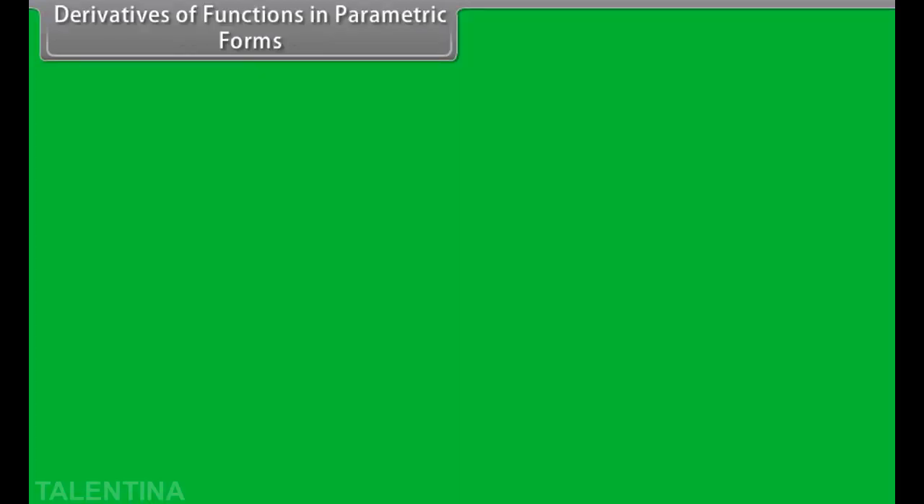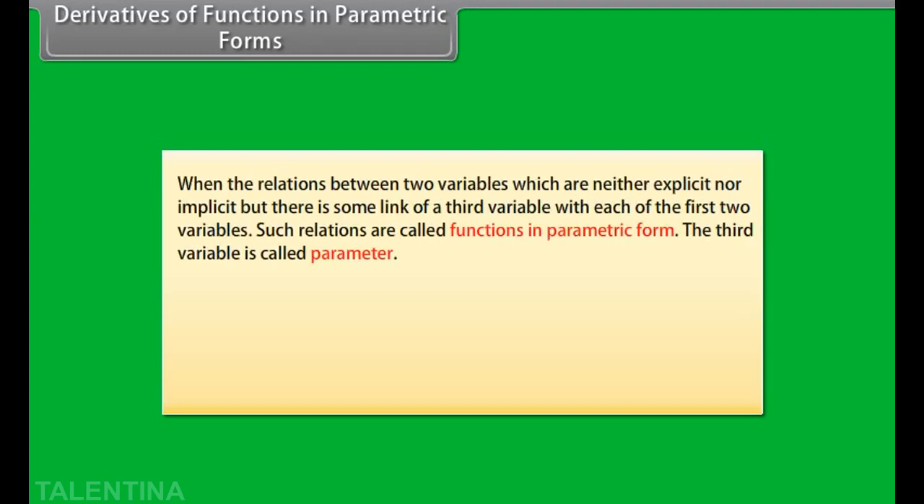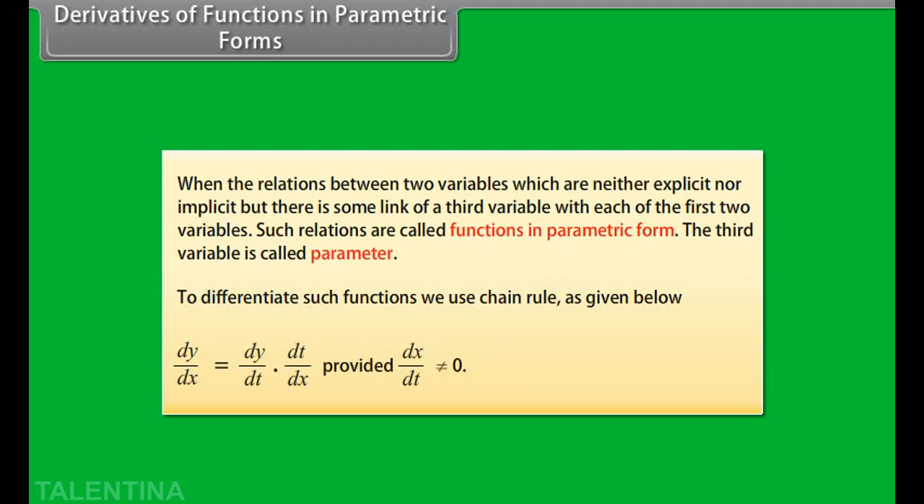Derivatives of functions in parametric forms. When the relations between two variables are neither explicit nor implicit, but there is some link of a third variable with each of the first two variables, such relations are called functions in parametric form. The third variable is called the parameter. To differentiate such functions, we use the chain rule as given below. Dy by dx is equal to dy by dt into dt by dx, provided dx by dt not equal to 0.